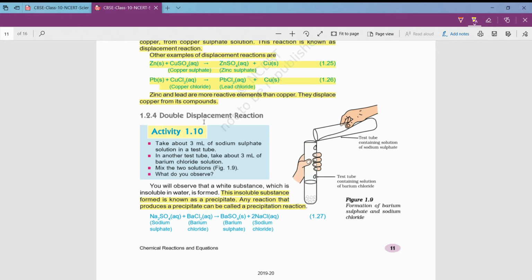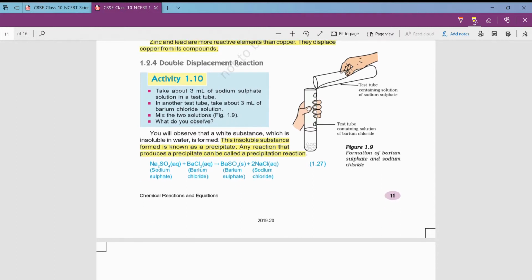Coming to double displacement reaction. By observing the name itself, we can see that two components of reactants are getting displaced in the product side. Observe the example. Sodium sulfate and barium chloride are mixed. Then we can see the formation of barium sulfate and sodium chloride.